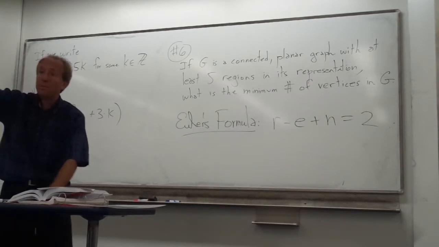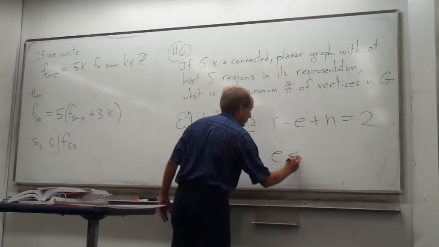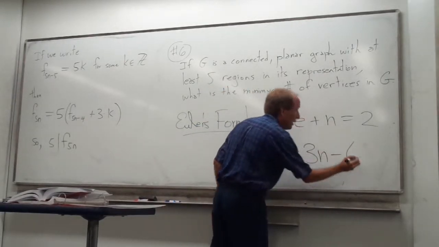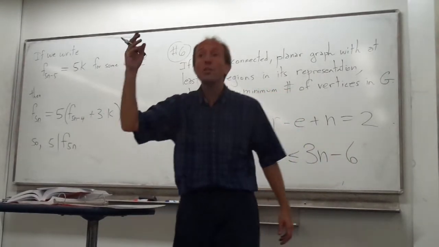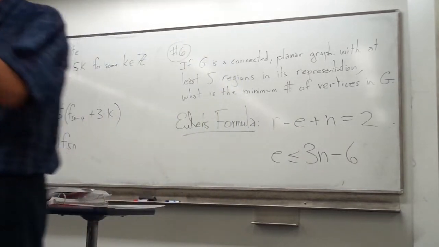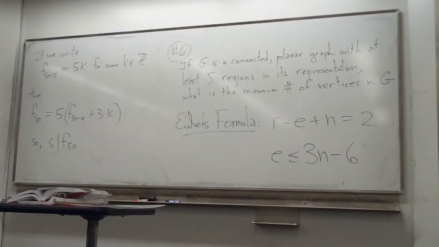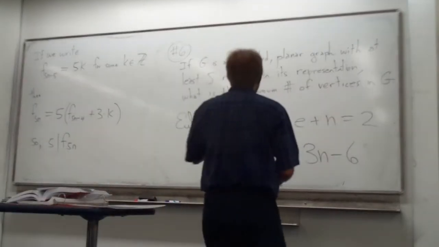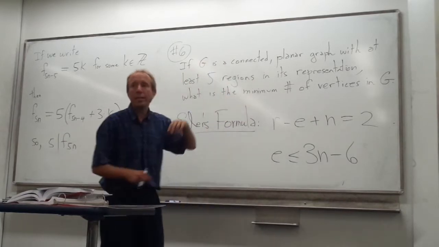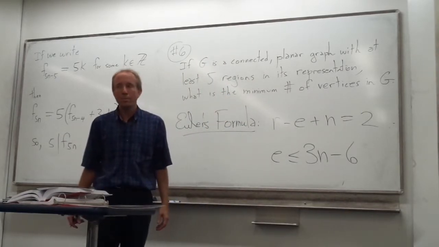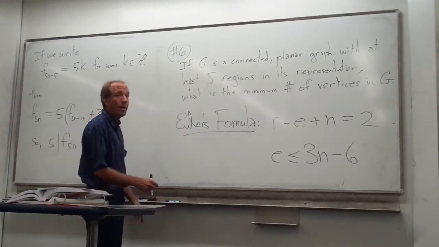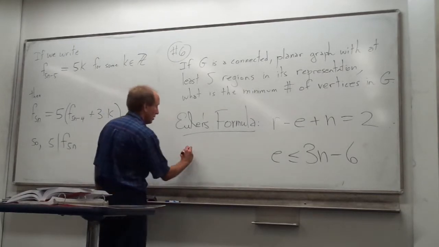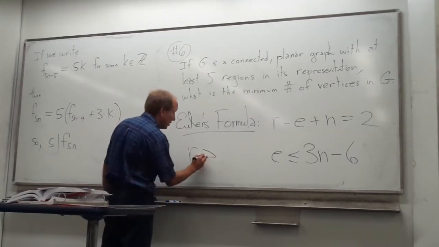E is less than or equal to 3n minus 6. Because we know it's planar, we are assuming, you guys be careful, what are we assuming and what are we showing? We are assuming G is already planar, so that inequality is already true. We know that. So we have that, and then what else do we have in the given information? What is at least 5? R, right? Number of regions is at least 5.